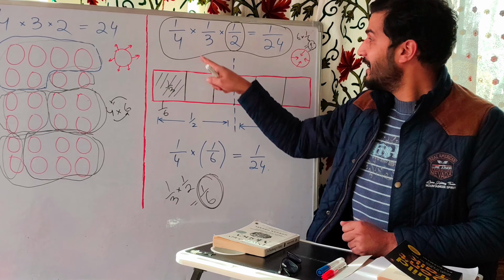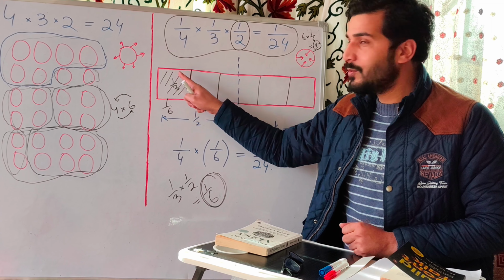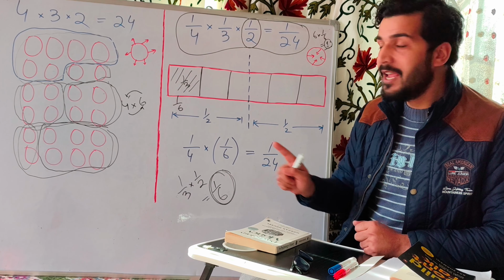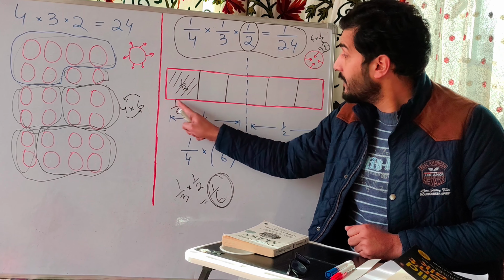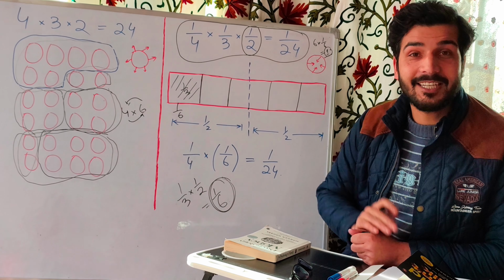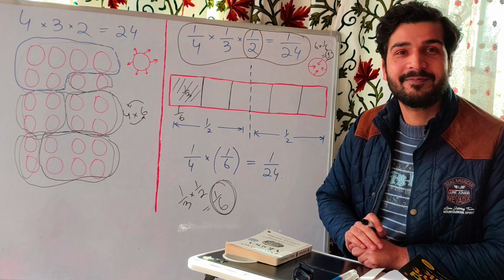So I mean to say, this portion is the 1 by third of this 1 by 2. But at the same time, this part is also the 1 by 6th of the entire unit. Just try to understand this thing. So that's why there is 1 by 6.